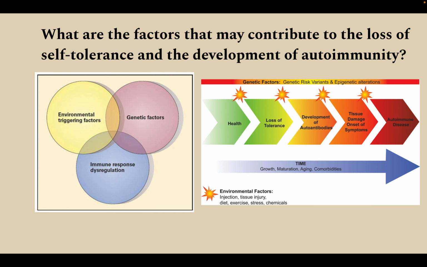Now, what are the factors that may contribute to the loss of self-tolerance and the development of autoimmunity? The loss of self-tolerance and the eventual development of autoimmunity are two factors that work hand in hand with one another. A combination of genetic, environmental, and immunological factors contributes to the loss of self-tolerance. Certain genetic mutations, specifically in the HLA coding region of DNA, can significantly impair the body's ability to develop self-tolerance. Environmentally, triggers such as infections, drugs, and other toxins stimulate abnormal immune responses and even modify self-antigens.